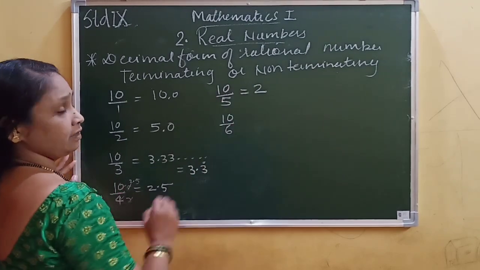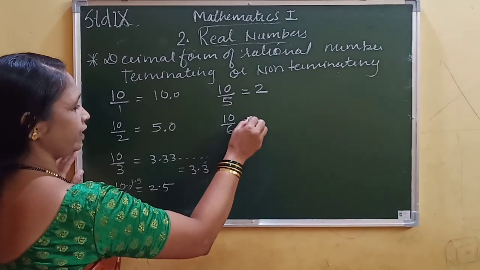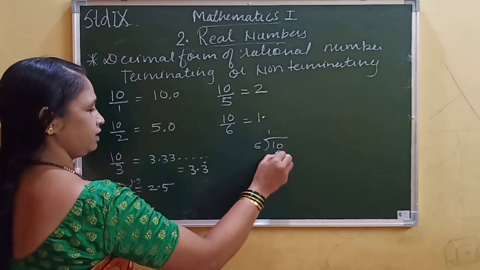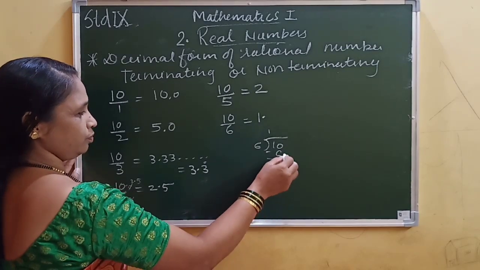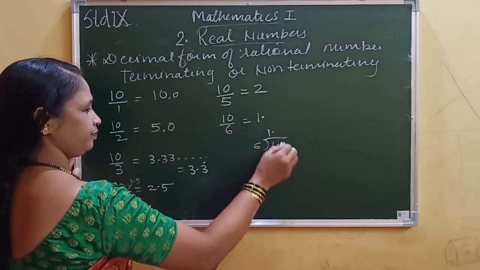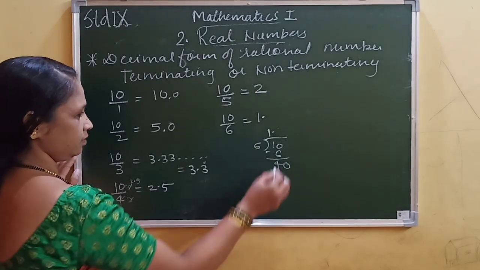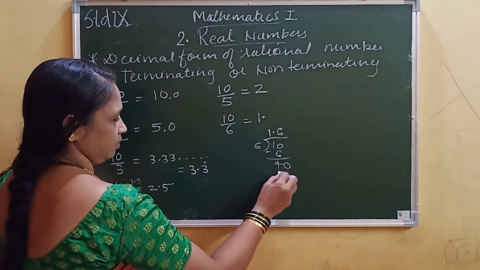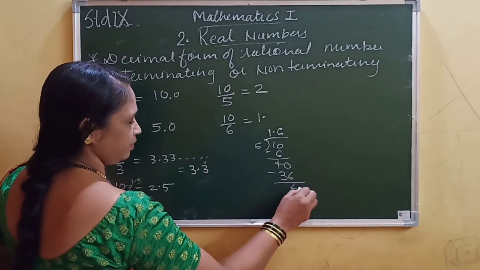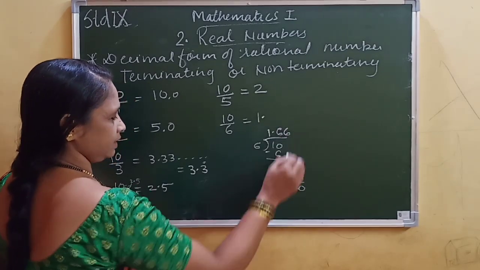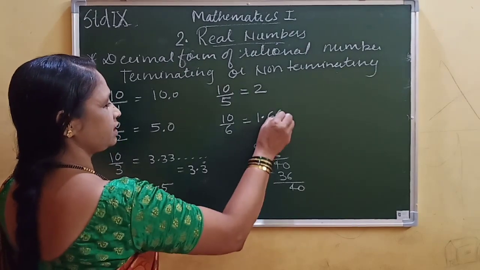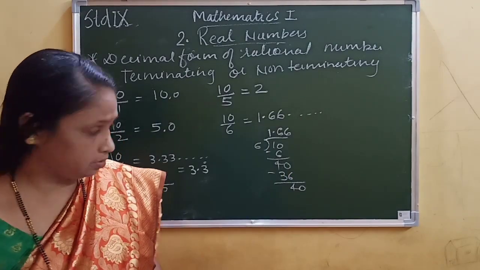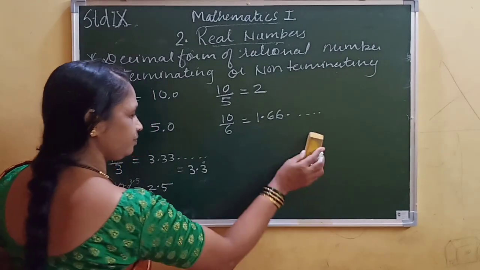Now if I divide by 6, then 6 ones are 6. See this division, 6, 10. 6 ones are 6, remain 4. So decimal point, so 0. Six sixes are 36, so again remain 4, 0. Again six sixes are 36. Means its answer is coming 6.66. It is repeating, so we'll write dot dot here. Okay. Now next is what?